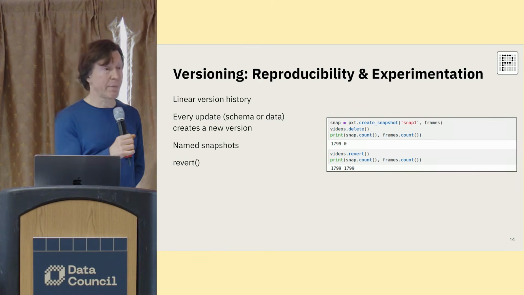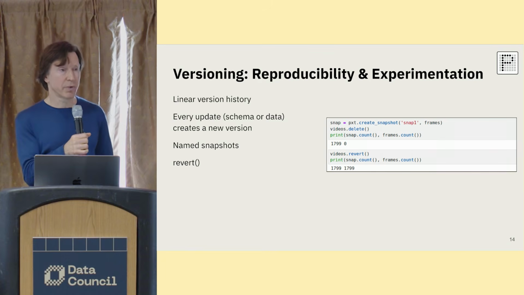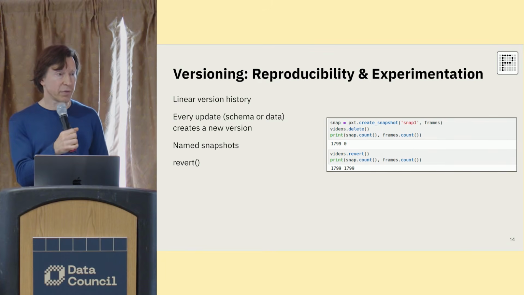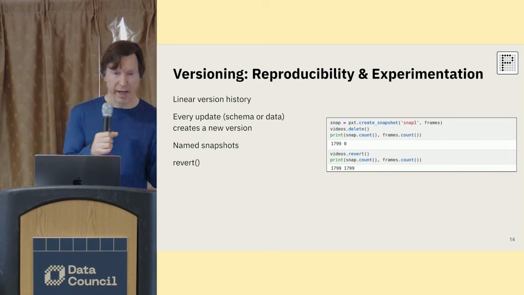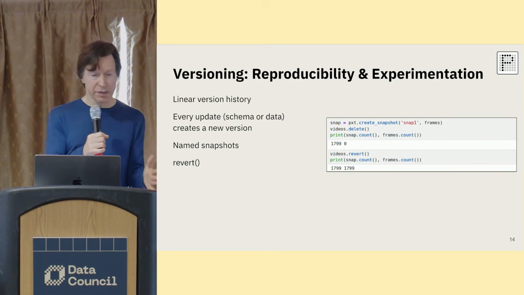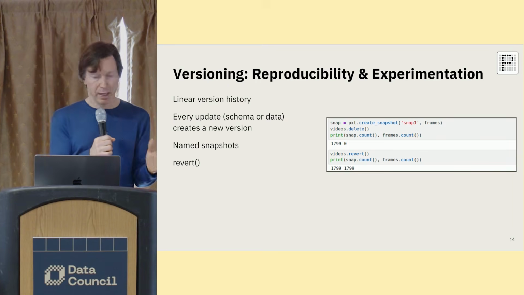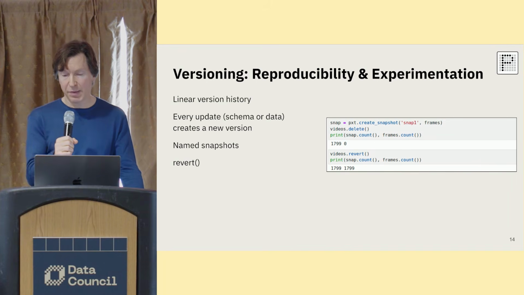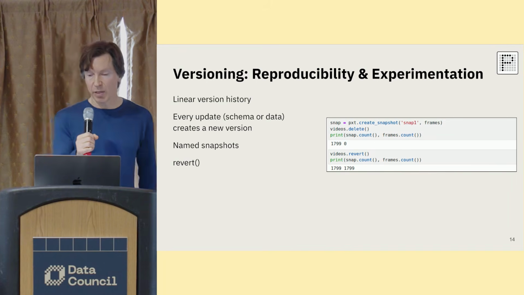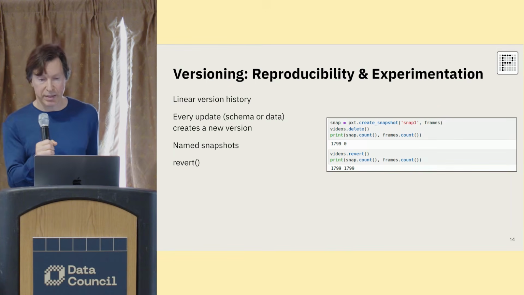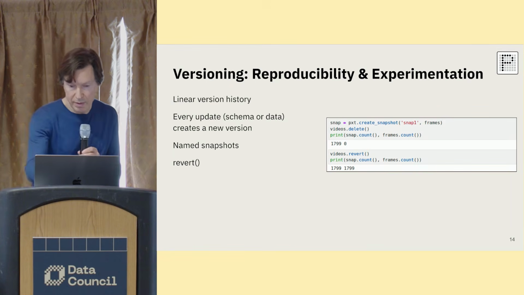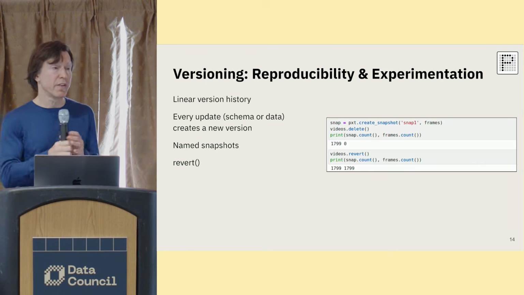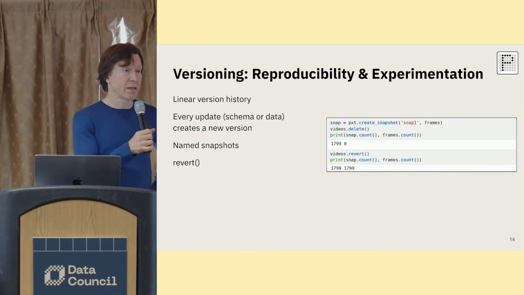Pixeltable also gives you named snapshots. So this is particularly important for when you're doing model training and so forth. You do want to be able to say, I trained on this, and have this always accessible. On the right-hand side, we see an example. So snapshots are basically exactly like tables. You can query them just like a regular table. And there's also the revert function. So you can basically undo the last change you did.